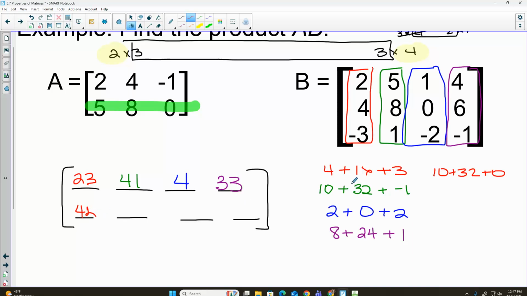It's not that the math is hard here, it's just there's a lot of room for error if you miswrite a number. Alright, second one, 5 times 5 is 25. 8 times 8, 64. 0 times 1 is 0. So we get 89.